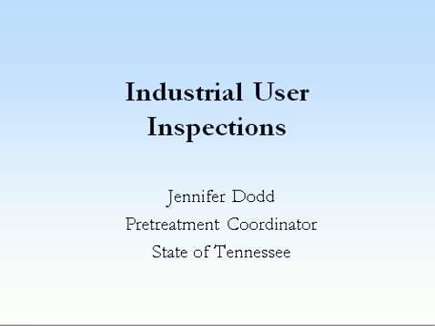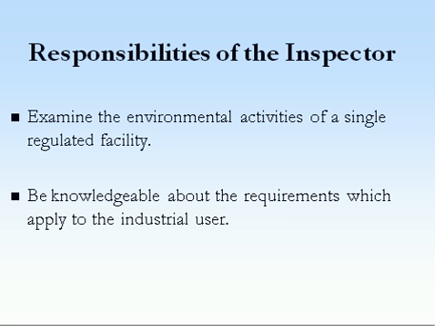All right, great. Okay, to get started, we need to talk about what is the main goal for an industrial user inspection. Each time you do an inspection, you should be focused on, number one, the environmental activities of that specific industry, and then number two, the compliance status of that industrial user with all of their applicable requirements. And to be able to figure that out, you have to be familiar with what those requirements are. It sounds simple enough, but in actuality and practice, it can be pretty complicated.